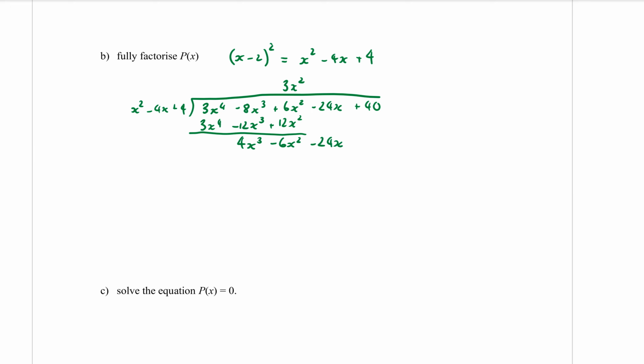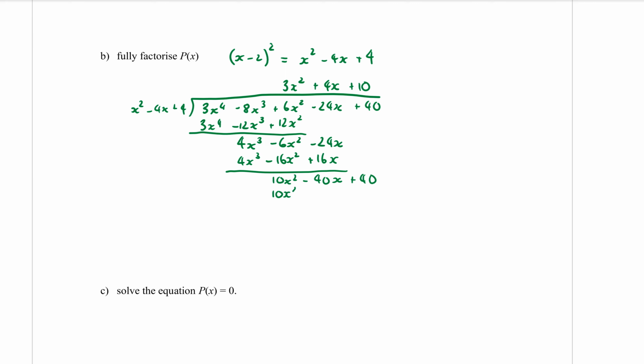Now 4x cubed divided by x squared is 4x. 4x times x squared is 4x cubed. 4x times minus 4x is minus 16x squared. 4 times 4 makes a plus 16x. First ones cancel. Minus 6 plus 16 makes 10x squared. Minus 24 minus 16 makes minus 40x, and bring the 40 down. 10x squared divided by x squared is plus 10.